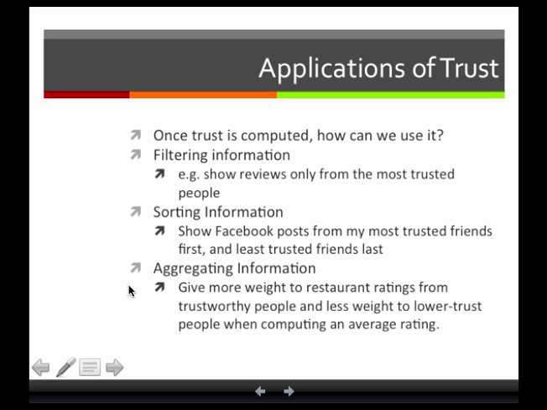That's a way of aggregating people's ratings, and it's usually done by estimating how similar your tastes are to another person's. But trust can work very well for this kind of thing, and that's one way that we can take a bunch of numeric information like ratings and average them using trust as a weight instead of using similarity or other things as a weight.